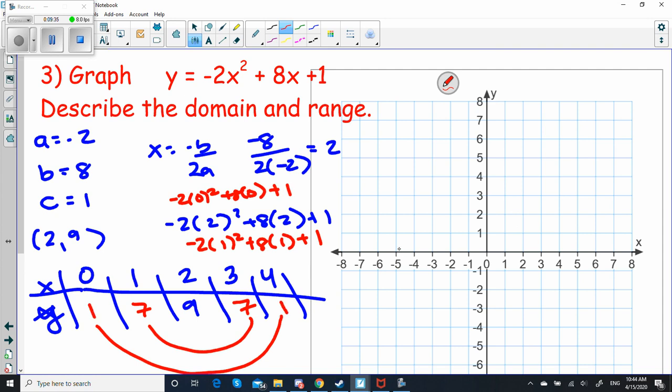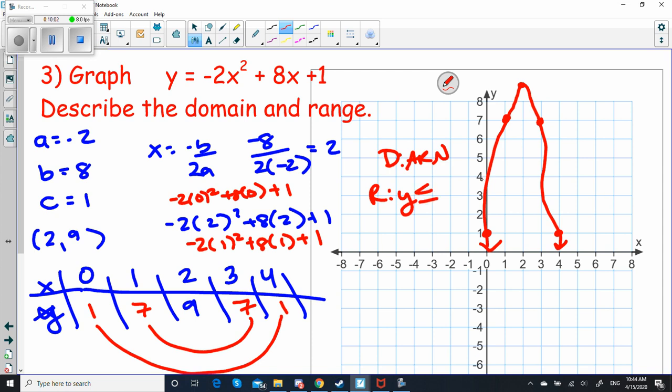So if I go over here and graph, 2, 9 is in the center. It's a little off the graph, but not much. 3, 7, and 1, 7, 4, 1, and 0, 1. So here's my parabola. Makes a U shape, which it's supposed to, so I know I'm right. It's a little pointy. Okay, domain is all real numbers. And range is y is less than or equal to, because it starts at 9 and goes down forever. So less than or equal to 9 is my range.